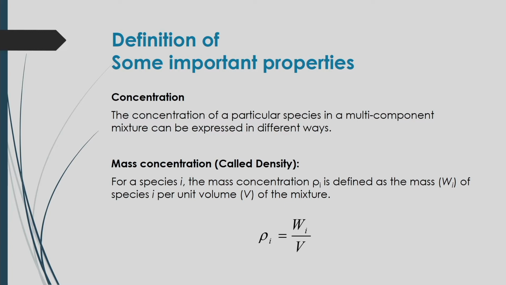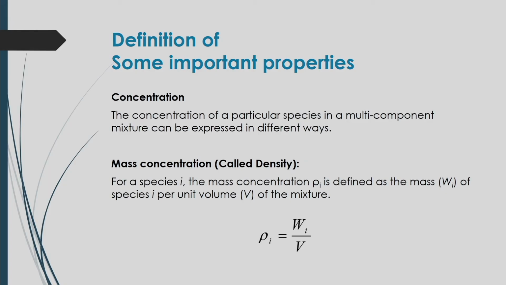Some are mass concentration, some are molar concentration, and some are other types of concentration, like number concentration and density concentration. Generally, mass concentration is referred to as density. Now, for a species i, the mass concentration, denoted by rho i, is defined as the mass of species i per unit volume of the mixture.